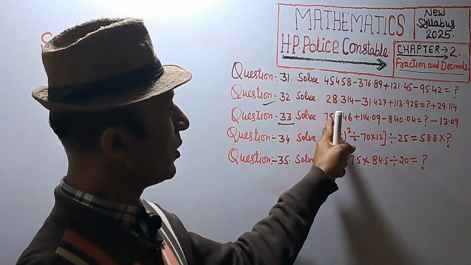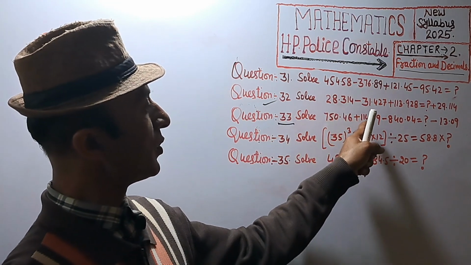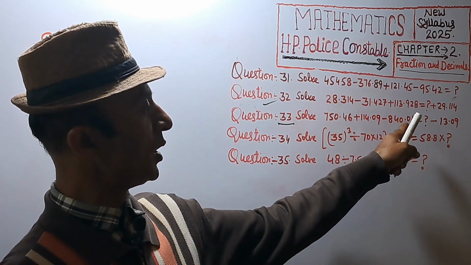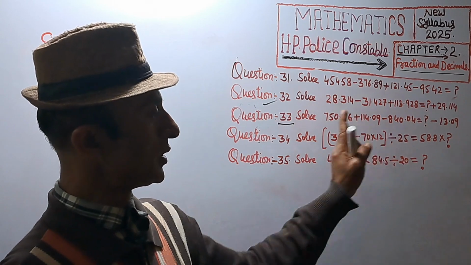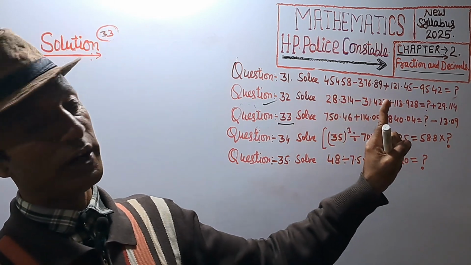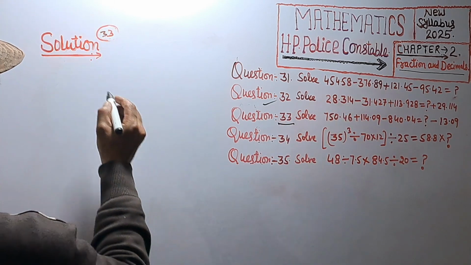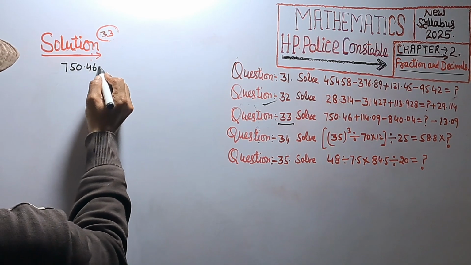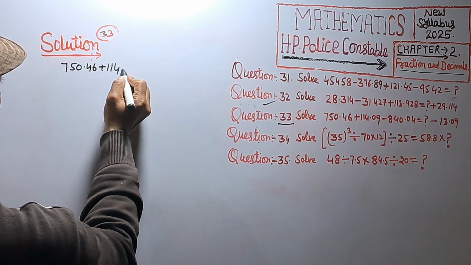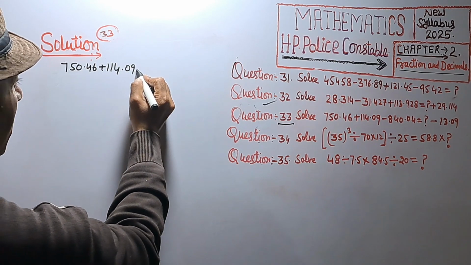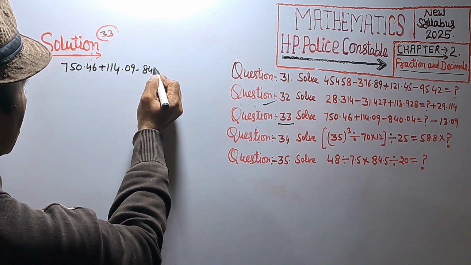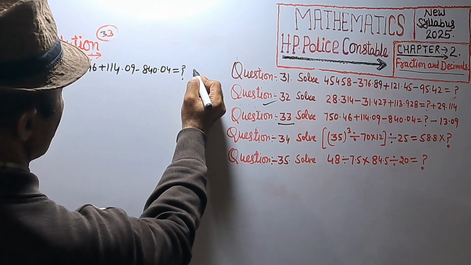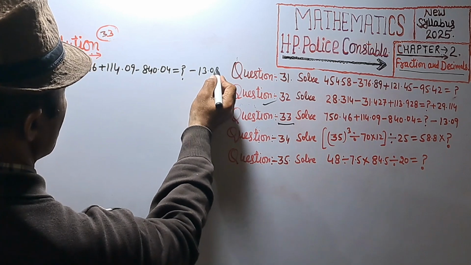Solve 750.46 plus 114.09 minus 840.04 equal to sign of interrogation minus 13.09.